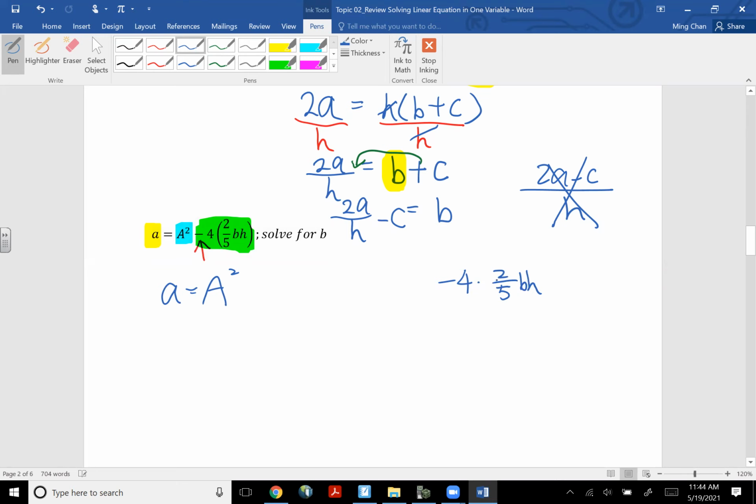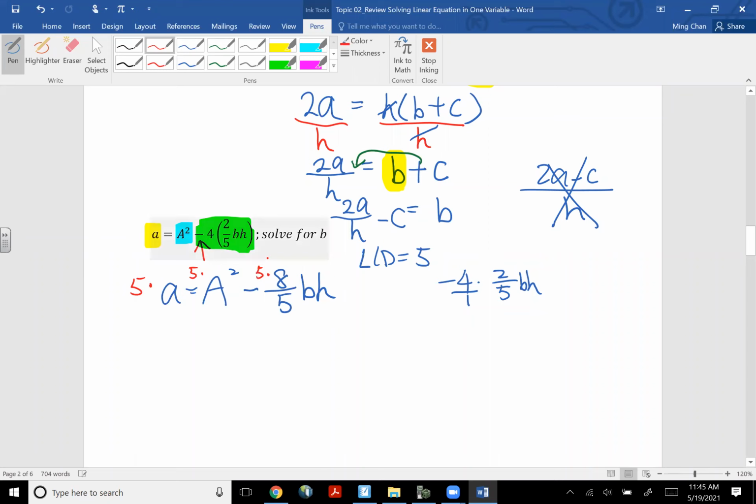So -4 times 2/5 means -4 over 1. Once I multiply, I should get -8 over 5 bh. Simplify your variable term first, because then you can clearly see that if I want to get rid of that fraction, my LCD will be 5. So now all I have to do is multiply every term by the LCD 5, so I can get rid of that fraction.